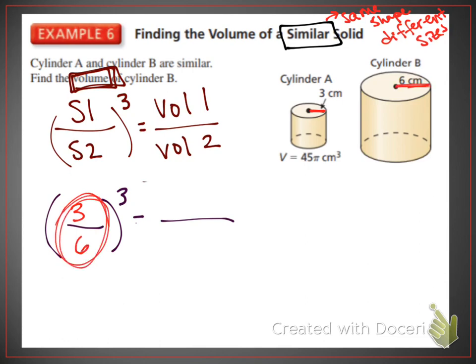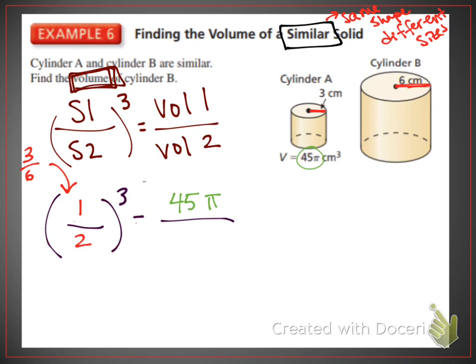I told you that you could reduce this fraction. Sometimes we chose not to. It is solely up to you. But 3/6 reduces to 1/2. So you can reduce. Again, it was 3/6, but that reduces into 1/2. And then it equals the volume of the first. So here is the volume, and the most common mistake is that students try to multiply 45 and pi together.